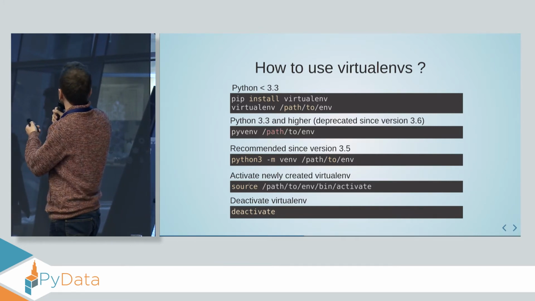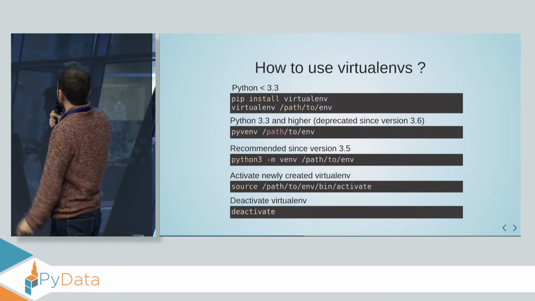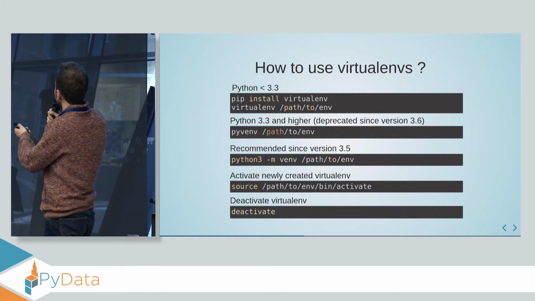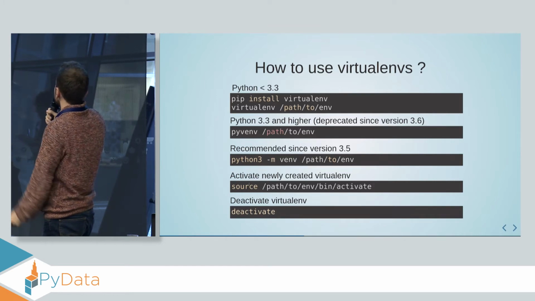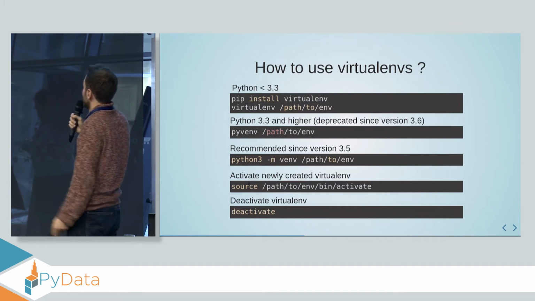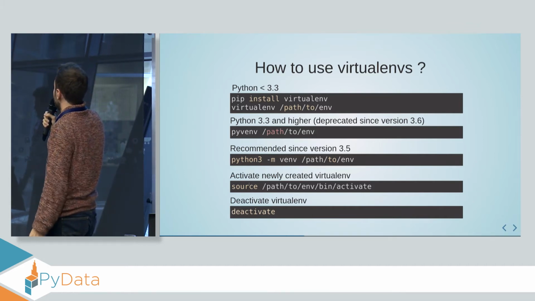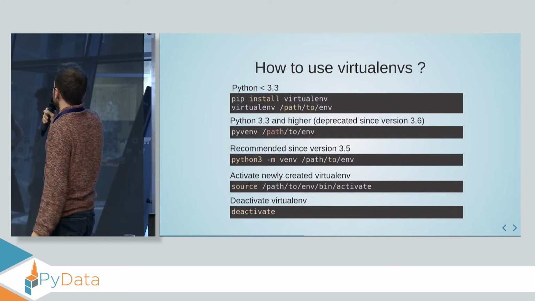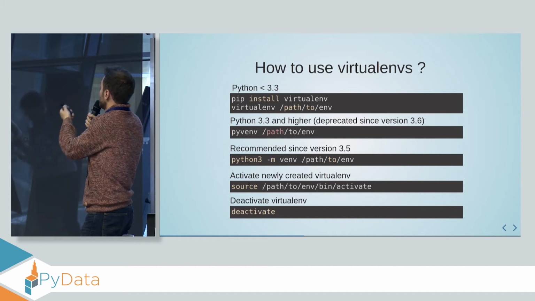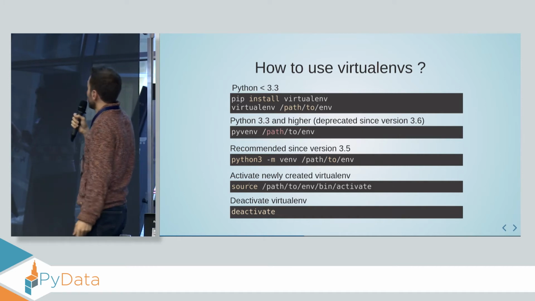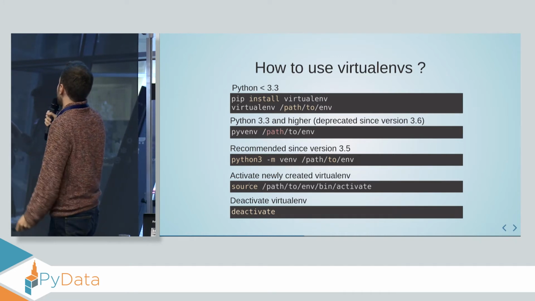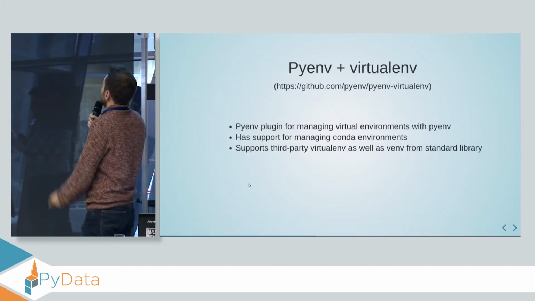One is already deprecated, so I'm not recommending to use it, but it's available, so it's good to know. It's called pyenv, and we just point the path where we want it to be created. But the recommended option is to use python -m venv and provide the path. And we can activate it by sourcing the activate file, and after that we can just type the deactivate command to deactivate the virtualenv.